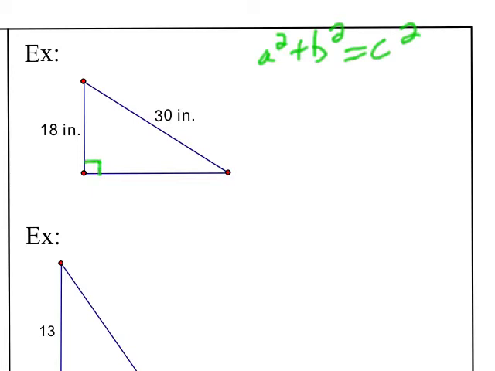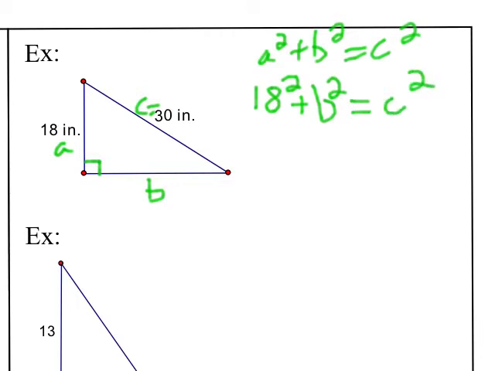So let's label our sides first. I'm going to call this A. Call this side B. And my hypotenuse is always C. Okay, so C equals 30. Let's plug everything in now to find B. That's the missing side that we're looking for. So A is 18, so I'm going to have 18 squared plus B squared. Well, that's what I'm looking for, so we'll leave that as B squared. Equals c squared.